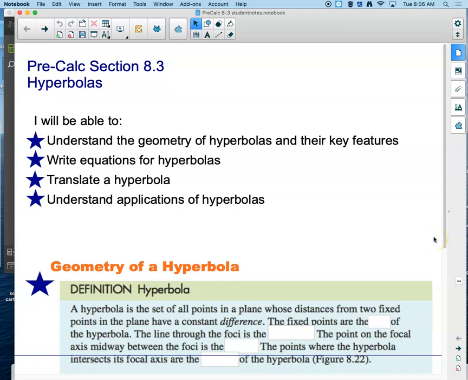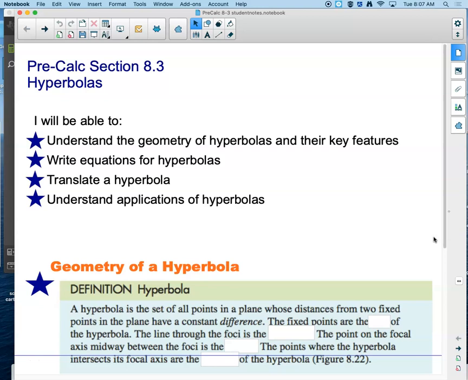So section 8.3, our last one of the conics, we're only doing the three: parabolas, ellipses, and hyperbolas. So we want to understand the geometry of hyperbolas, key features of the equations and the hyperbolas that we graph themselves, write equations for them, translate them, understand applications of hyperbolas. And really, if you just replace the word hyperbola here with ellipses, you're going to see it's an exact match for what we did with ellipses.